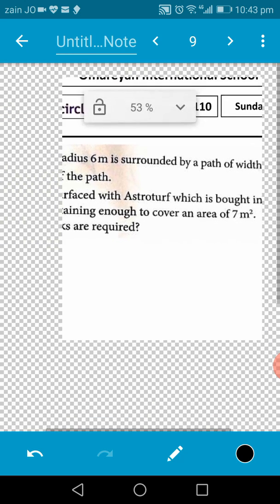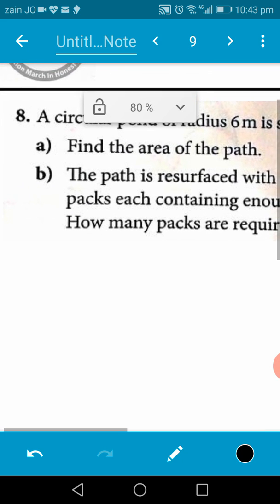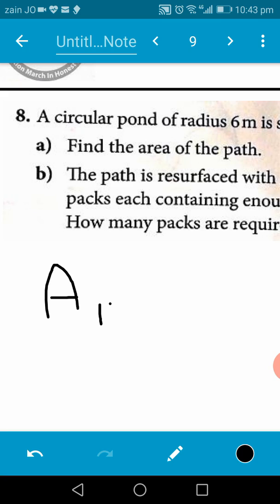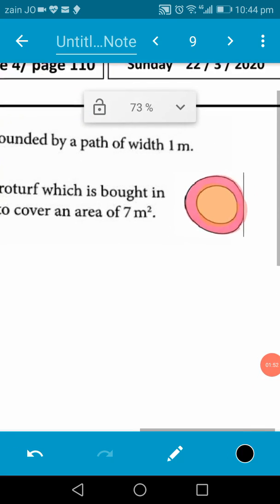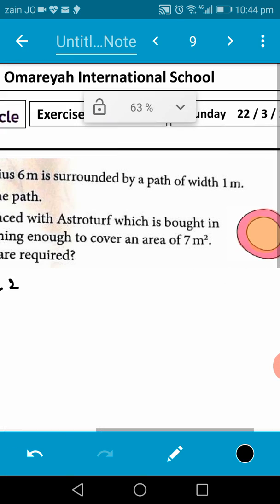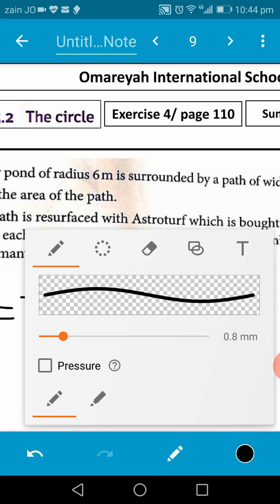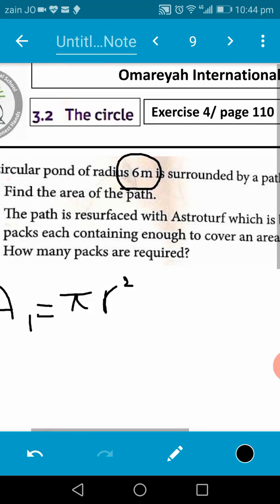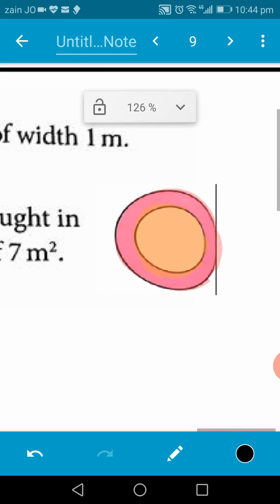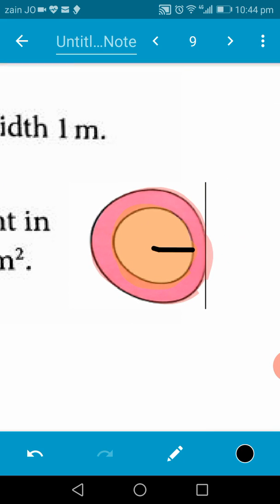Now, start with A1. A1 is for the big circle. It is pi r squared. Now, what's the radius of the big circle? You can see, teacher, from this question, the radius of the pond is 6 meters. Sorry, the radius of the pond is 6 meters, the pond from here to here. This is 6 meters.